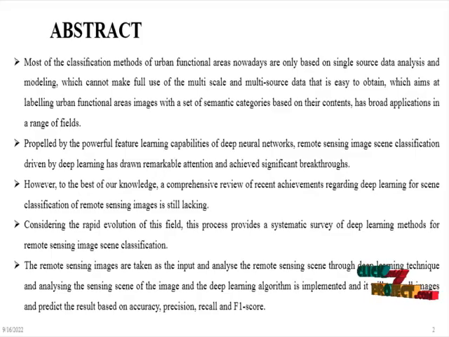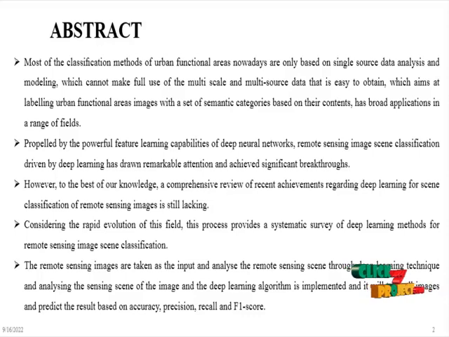The title of the project is Urban Functional Area Classification Model based on Multi-Model Machine Learning, and the abstract of the project is: most of the classification methods of urban functional areas nowadays are only based on single source data analysis and modeling, which cannot make full use of the multi-scale and multi-source data that is easy to obtain. Labeling urban functional areas images with a set of semantic categories based on their contents has broad applications in a range of fields.